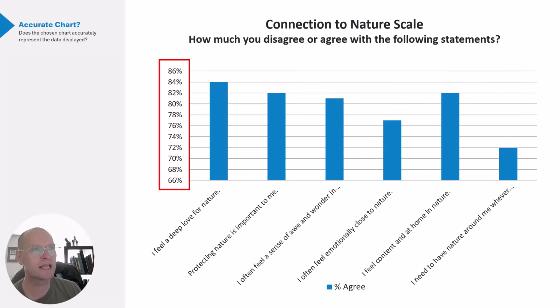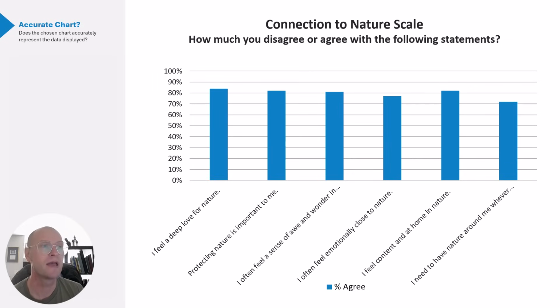So the first thing I want to ask myself is, is this an accurate representation of the data? And I go right to that axis right there. It starts at 66%, goes up to 86%. This is a column chart, so I know that it needs to start at 0. So let's go ahead and make it start at 0. Now you can really see that the representation of where those bars or where those columns end up is much more accurate than it was before.